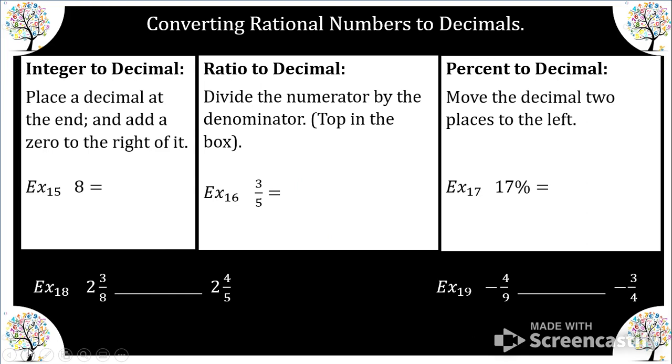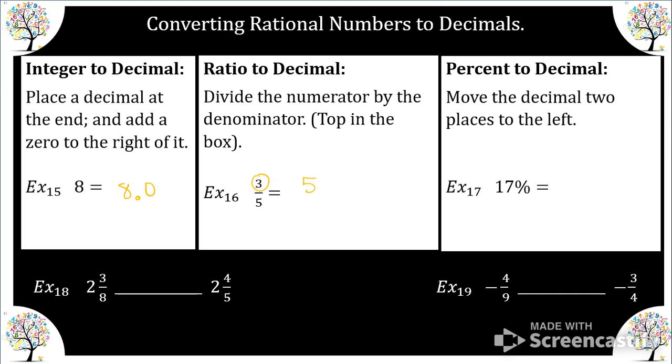Now we are going to convert rational numbers to decimals so we can compare. So an integer to a decimal, we simply place the decimal at the end: 8.0. When we have a ratio or a fraction and want to convert it to a decimal so we can compare, we divide the numerator by the denominator, top in the box. So the top number goes inside the box.